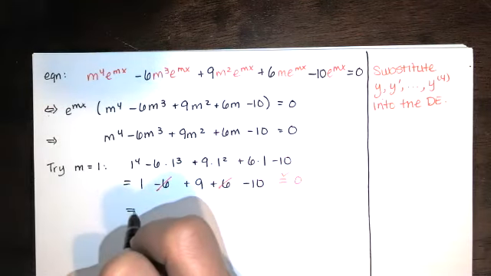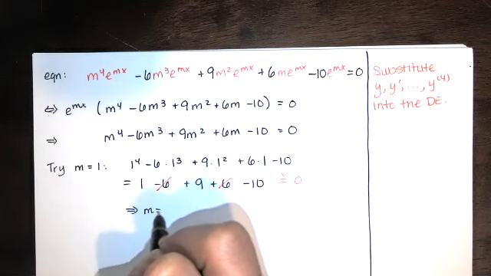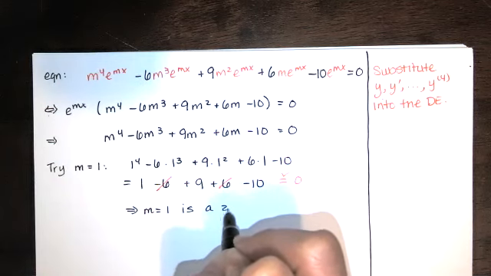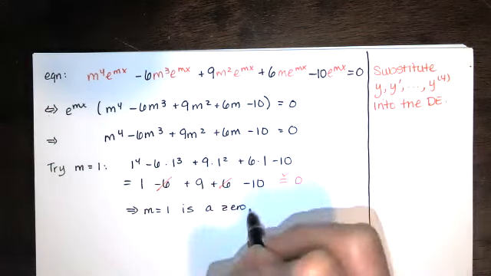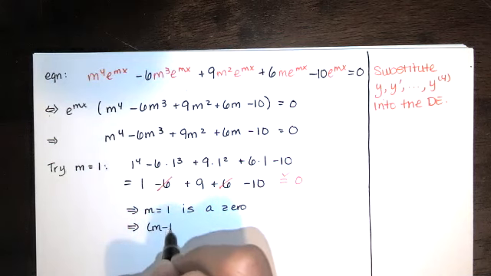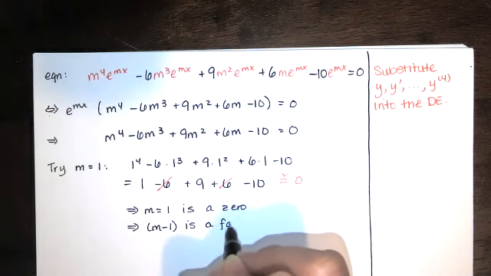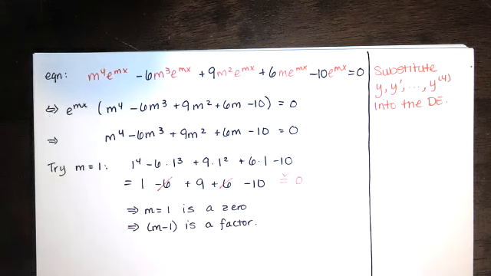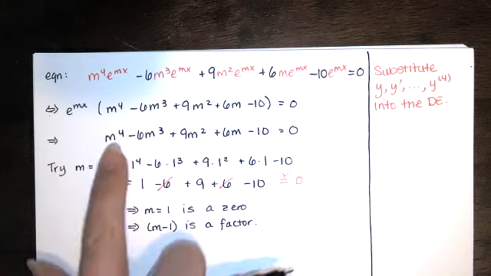So that means that m equals 1 is a 0 of the polynomial, or you can say that m equals 1 is a root of the polynomial. And that means that m minus 1 is a factor. So if you didn't know how to factor this, you could list the possible rational roots, then try different values of m on that list until you got one that actually gave you a root. But I got to skip that step because I noticed right away that m equals 1 was going to work. So now I want to divide out m minus 1 from this polynomial.